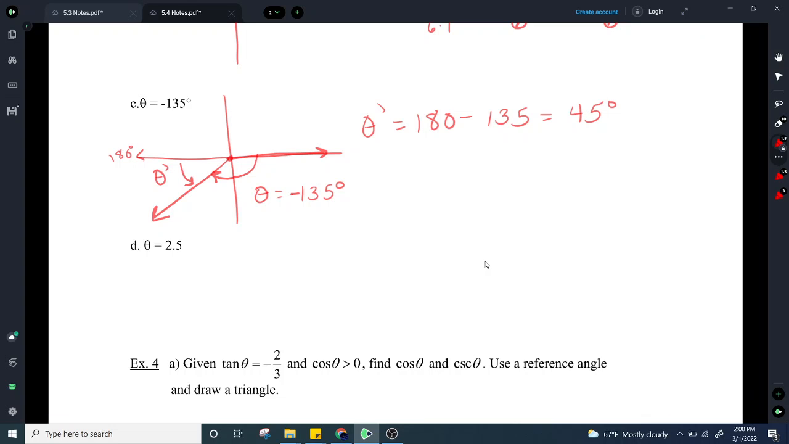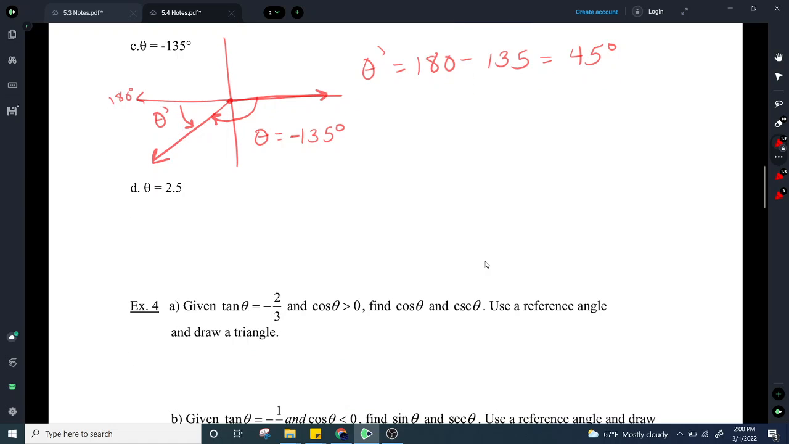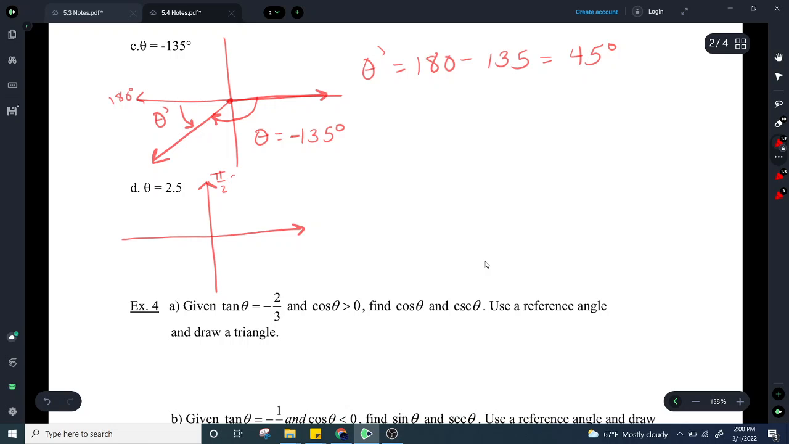The last one, theta equals 2.5, and there's no degree symbol, so remember that would be radians, 2.5 radians. It's kind of a weird measurement, but it's 2.5 radians. It doesn't have a pi or anything in it. So think about where that would put you. This is pi over 2 radians, but in decimal form, that's about 1.57. Over here, this is pi radians, but in decimal form again, that would be about 3.14.